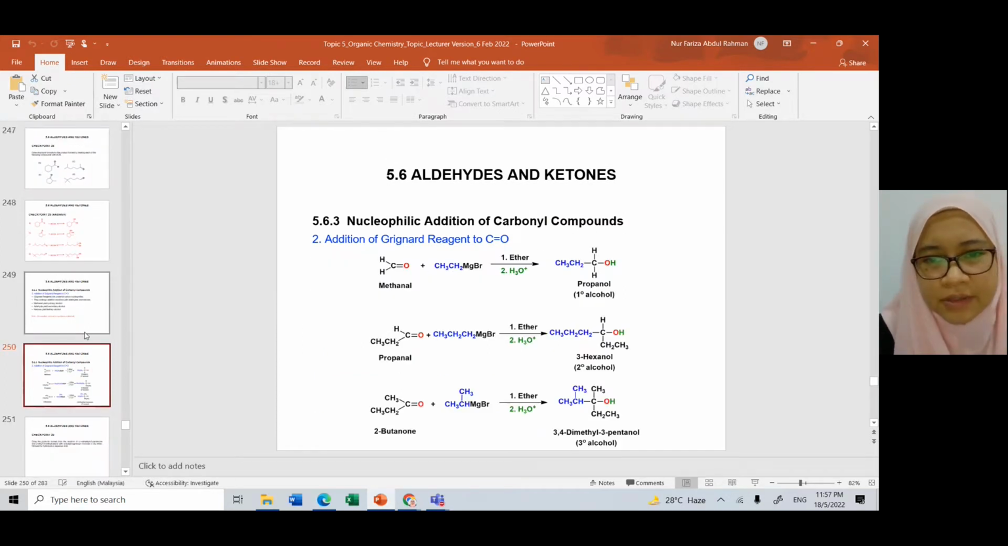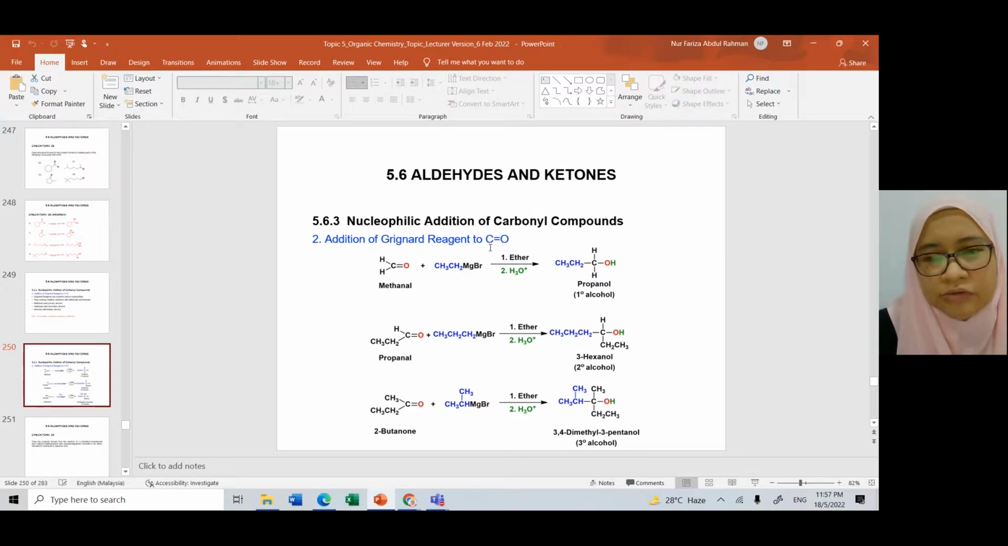Okay, so this one. Initially it depends on the Grignard reagent used, the alkyl group in the Grignard reagent. This is the carbonyl compound, so it has only 1 carbon. When it reacts with the alkyl Grignard reagent, as you can see, there is an increase of carbon number. So initially it was 1, now it becomes 3.